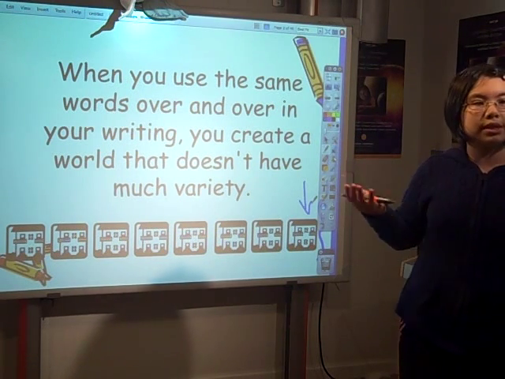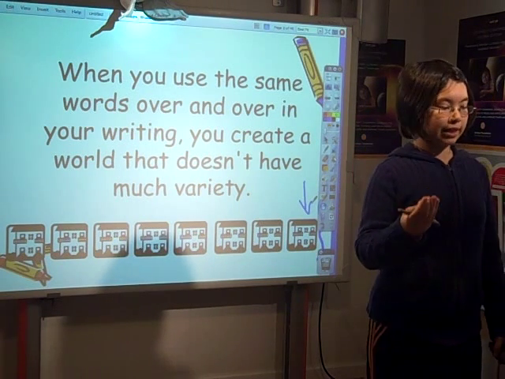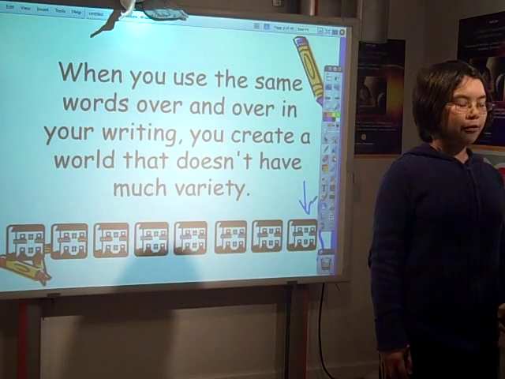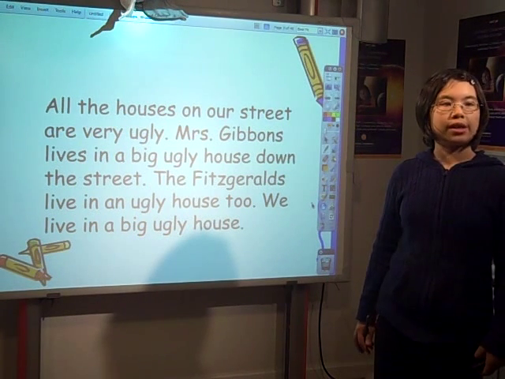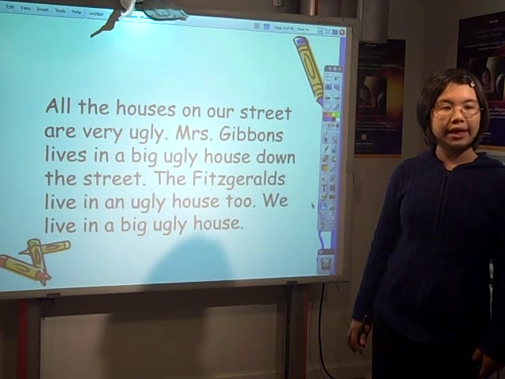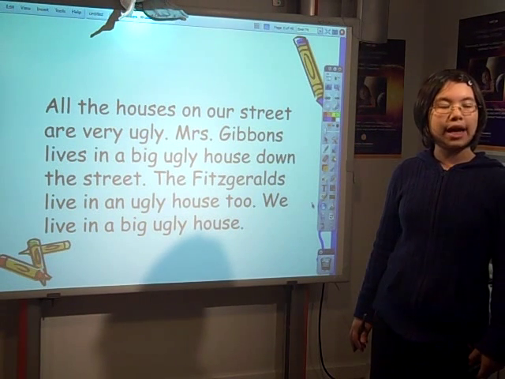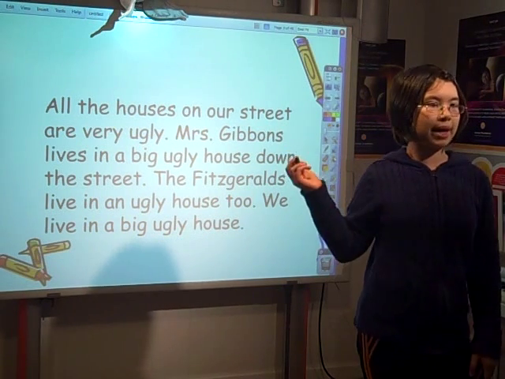So when you use the same words over and over in your writing, you create a world that doesn't have much variety. For example, all the houses on our street are very ugly. Mrs. Gibbons lives in a big, ugly house down the street. The Fitzgeralds live in an ugly house, too. We live in a big, ugly house. What's wrong with that paragraph?